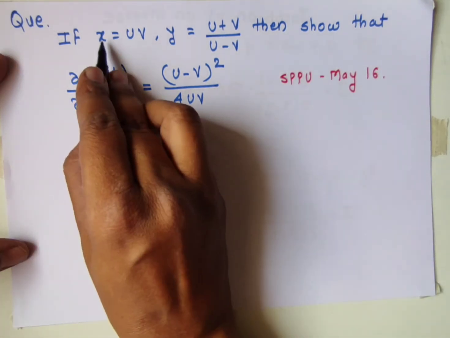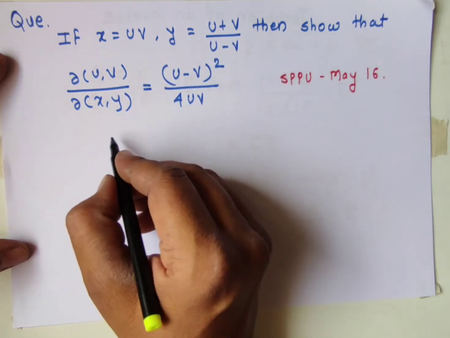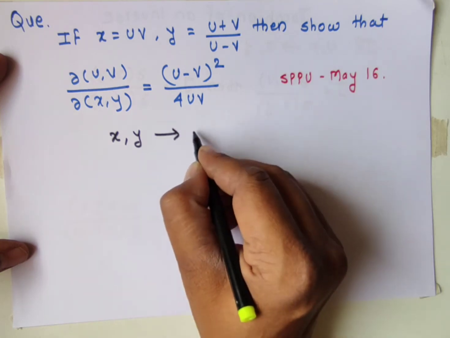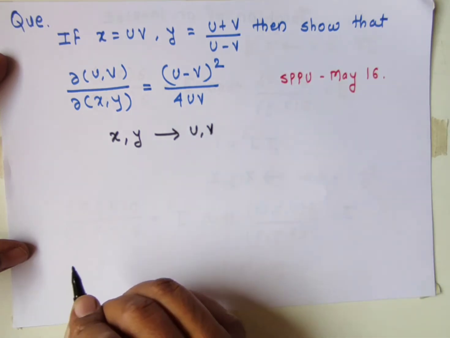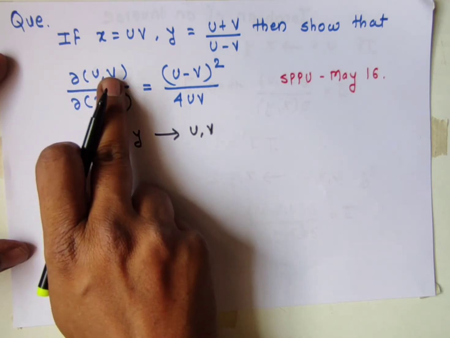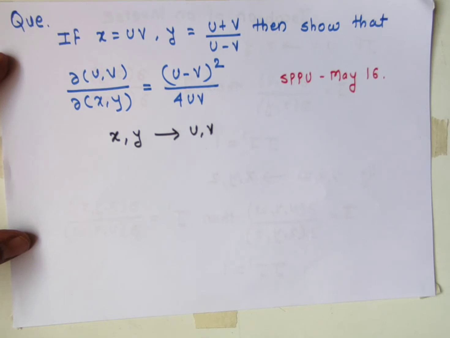In the question, if you observe, x is a function of u and v, y is also a function of u and v. So we have x and y as functions of u and v. And what we need to find is ∂(u,v) with respect to ∂(x,y), exactly the opposite of this.